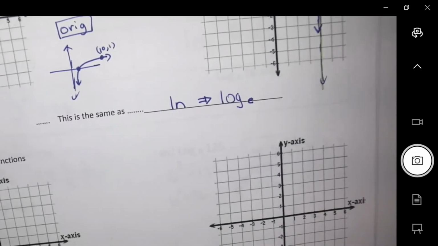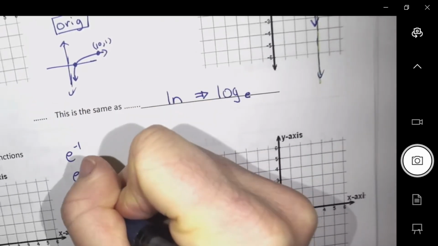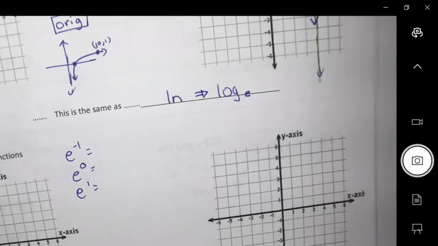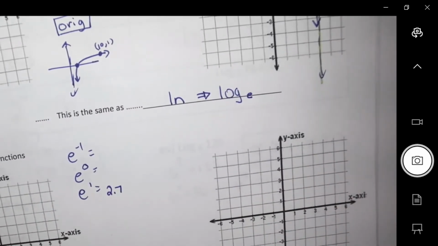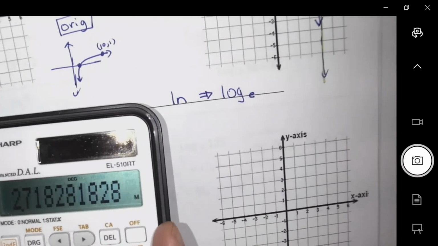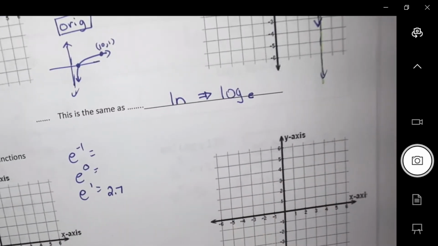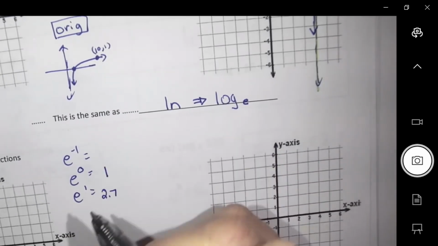Okay, so we do the same thing. We now know e to the 1, I'm just going to go 2.7 because on a graph, I can't tell if you're rounding 2.7 versus 2.718. I can't tell that. So e is about 2.7. e to the 0, we just know that is 1.